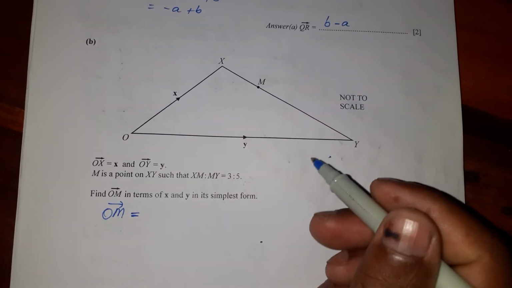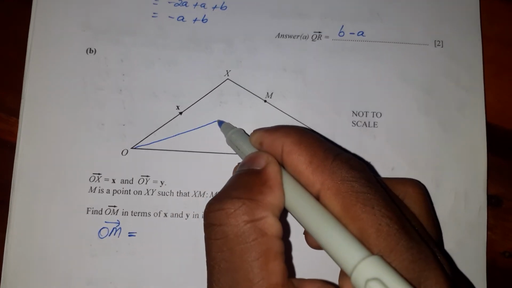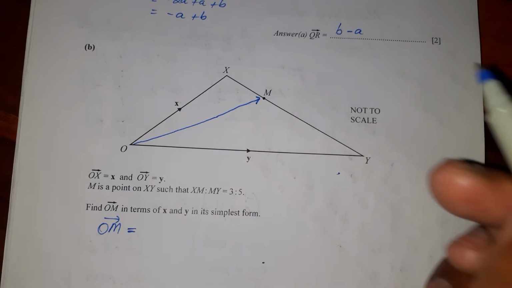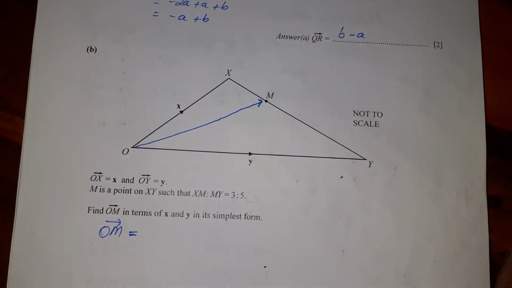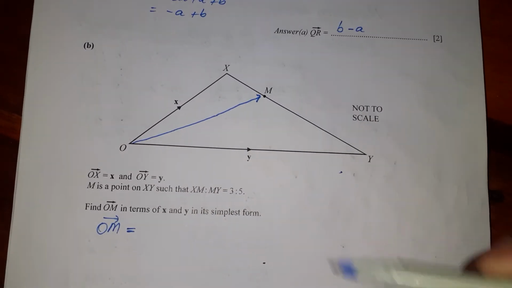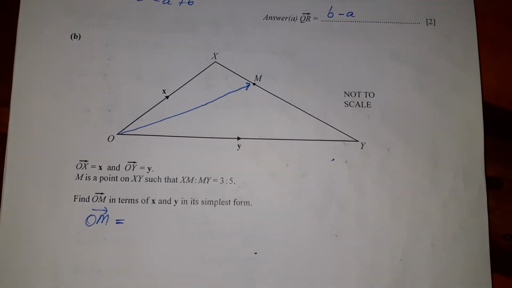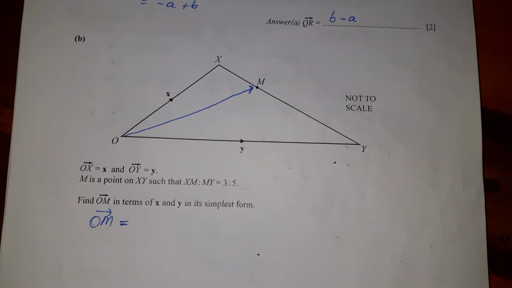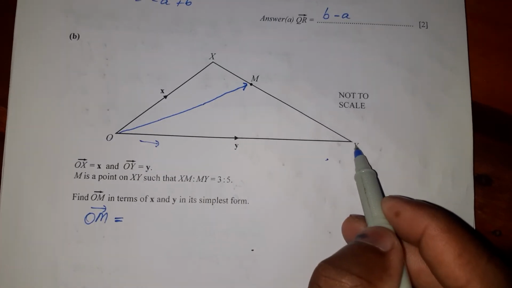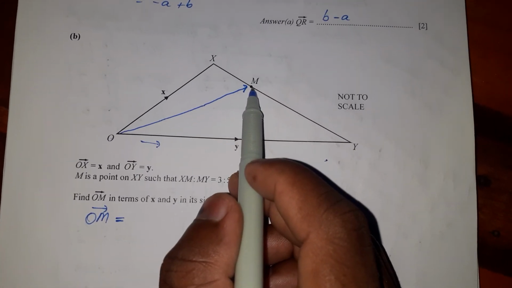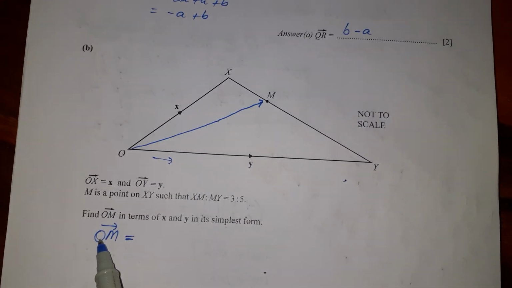Now what we can see here is that we cannot take this road to go to M straight. The reason for that is because we don't know the quantity here. Only if we could know the quantity here, then we could now use that way. So either we go this direction, from O to Y and then Y to M, or we go from O to X and then X to M. The point is to move from O to M.